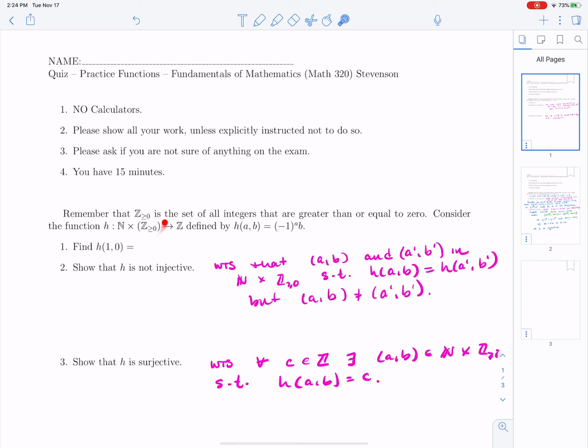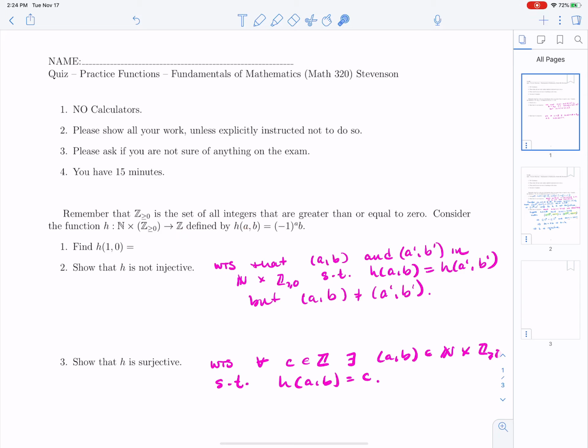So this is about as bad as it gets. They're very weird, domain and codomain. So here the domain is the natural numbers cross the positive integers, not strictly positive, it includes 0. So this is the integers greater than or equal to 0. So that means I'm taking ordered pairs. You see H consumes an ordered pair, and it spits out an integer.